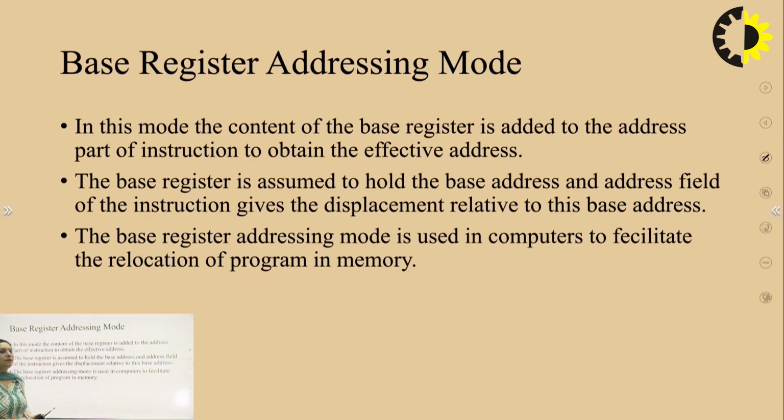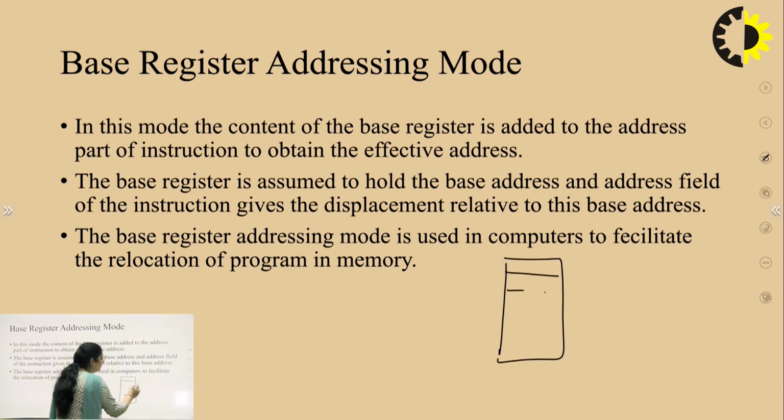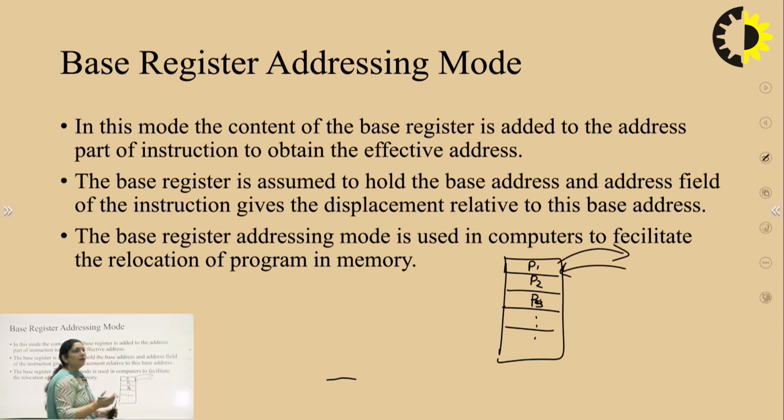Last we have base register addressing mode. In this mode, the content of the base register is added to the address part of the instruction to obtain the effective address. When we use this type of addressing, we have some programs saved in our RAM, let's say P1, P2, P3, and the size of the RAM is limited. So when we need a program, we put it in the RAM and then we swap it out. Then again when we want it, we put it back in the RAM. So this swap in, swap out process goes on. It is a concept which is discussed in operating systems.